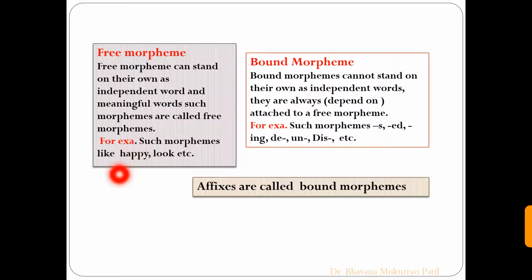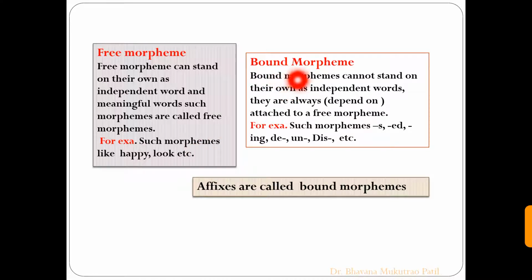Here are examples: happy, look. The words happy and look we can write separately because they stand on their own. The word happy has its own meaning. The word look has its own meaning. So we can write them separately. But what about the bound morpheme?